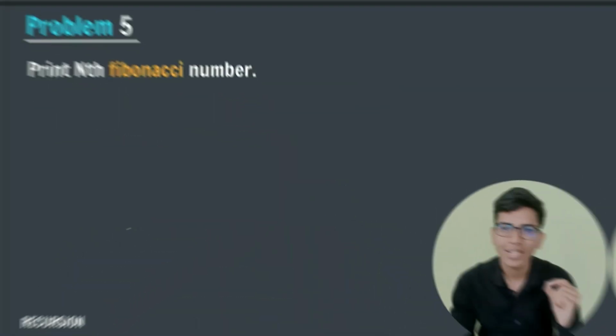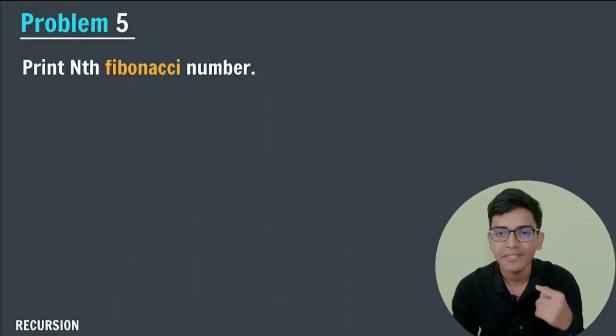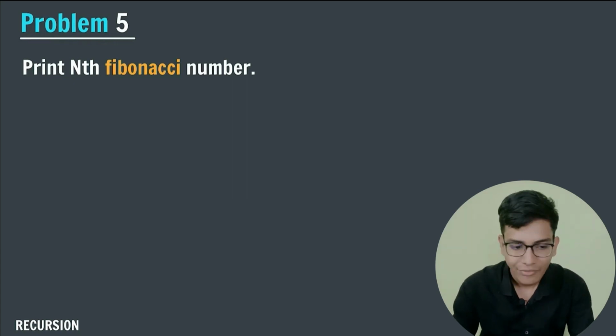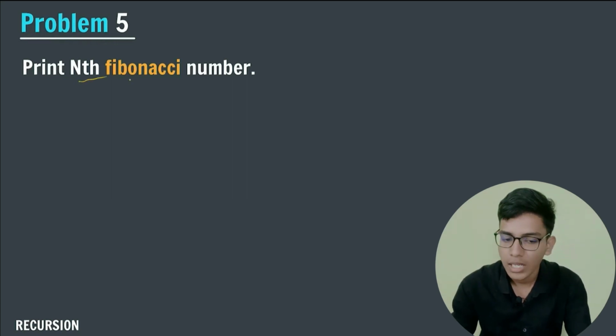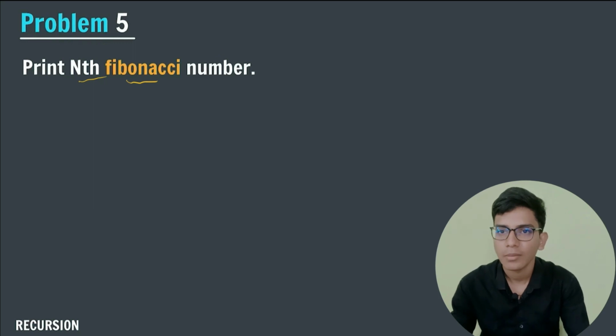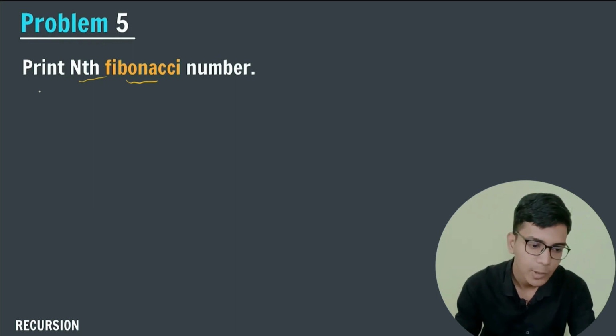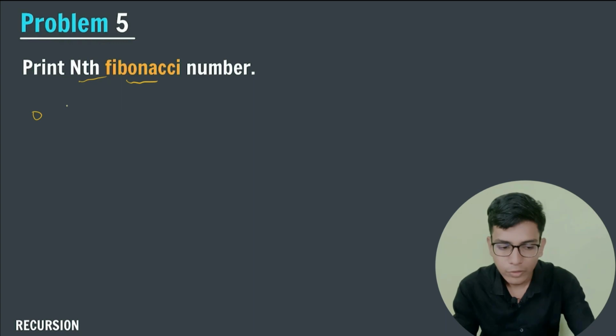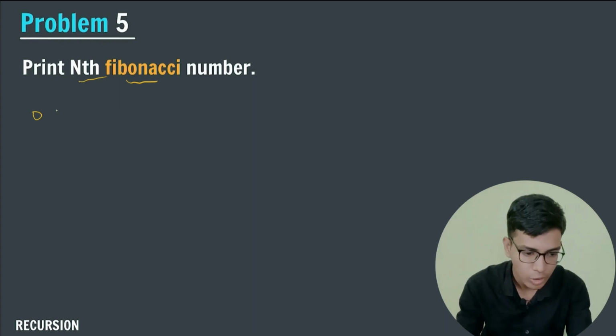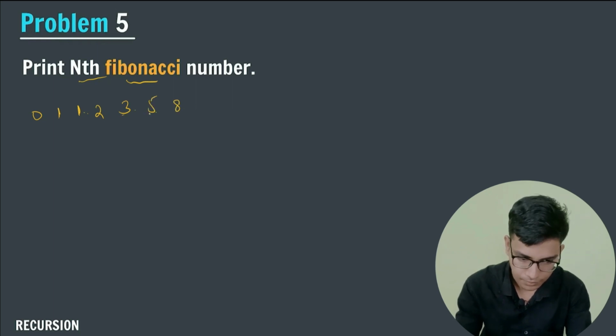Now let us talk about a very interesting and classical question, that is finding or printing the nth Fibonacci number. So what are Fibonacci numbers? The Fibonacci numbers look like this: each number is the sum of the two previous numbers, and the series starts with 0, 1, and the third number is 0 plus 1, that is 1, the fourth number is 1 plus 1, that is 2, the fifth number is 2 plus 1, that is 3, then 5, 8, 13, and so on.